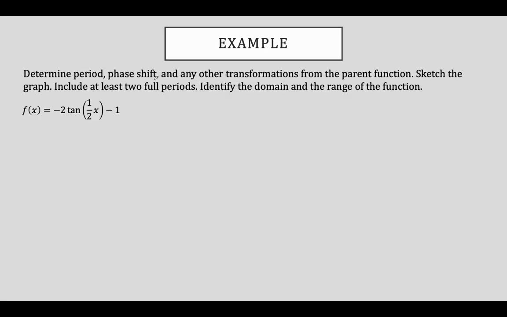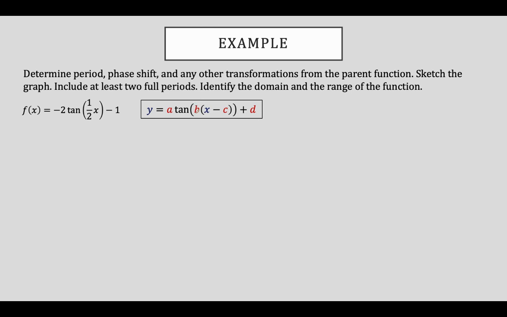Determine the period, phase shift, and any other transformations from the parent function. Sketch the graph, include at least 2 full periods, identify the domain and range of the function. Okay, so here's our standard form: y equals a times the tangent of bx minus c, plus d.